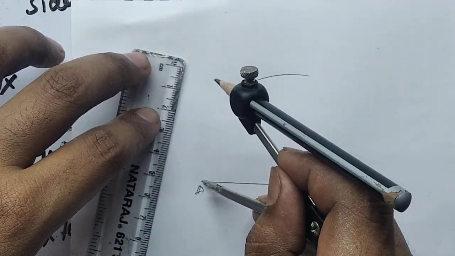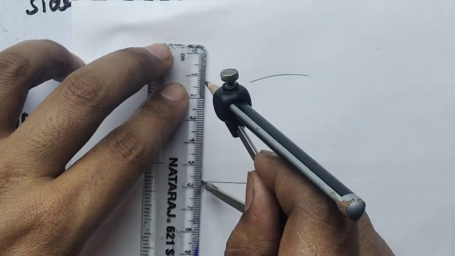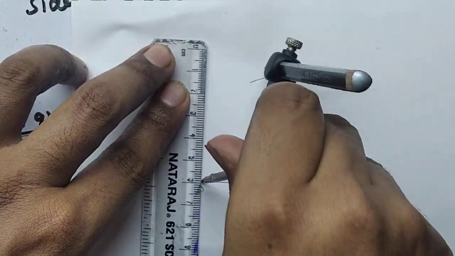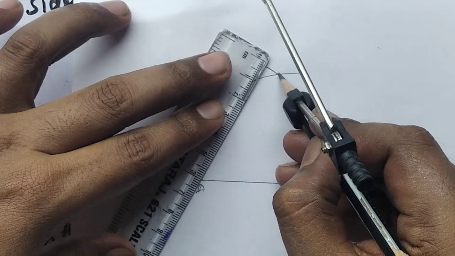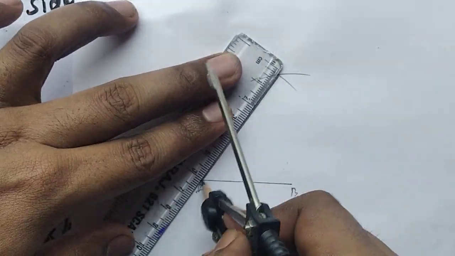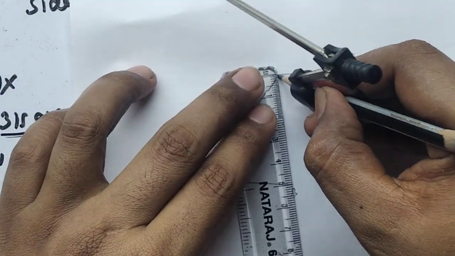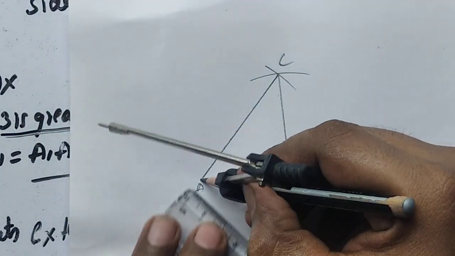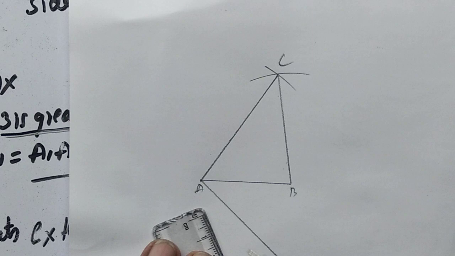Next, with A as center, you have to mark an arc at a radius of 6 centimeters. So now you have got a triangle ABC. So the next step is, below AB you have to draw a ray, which is AX.